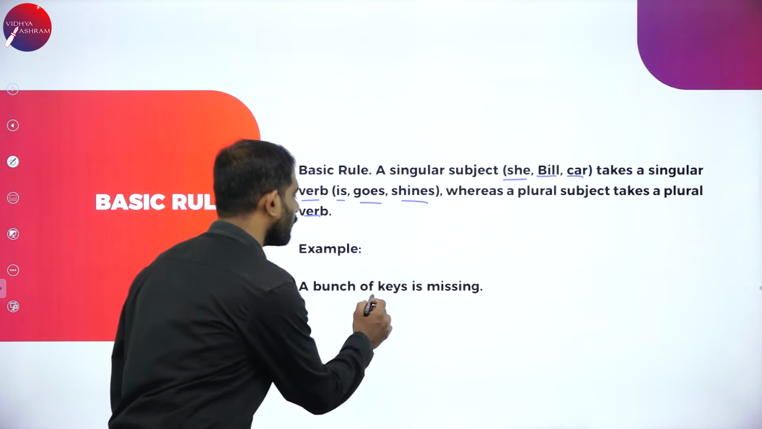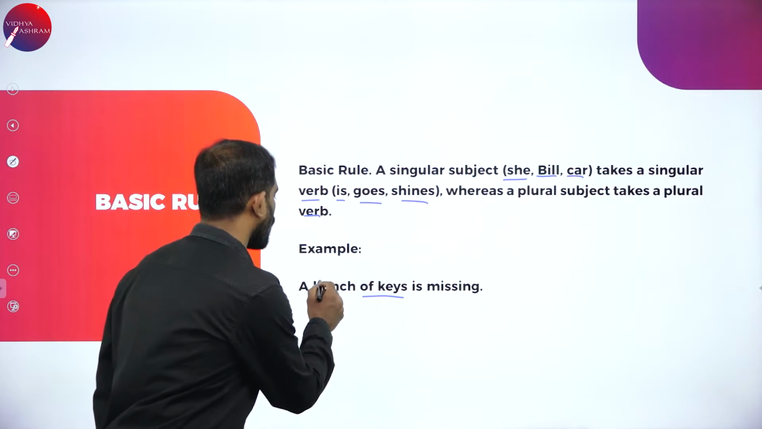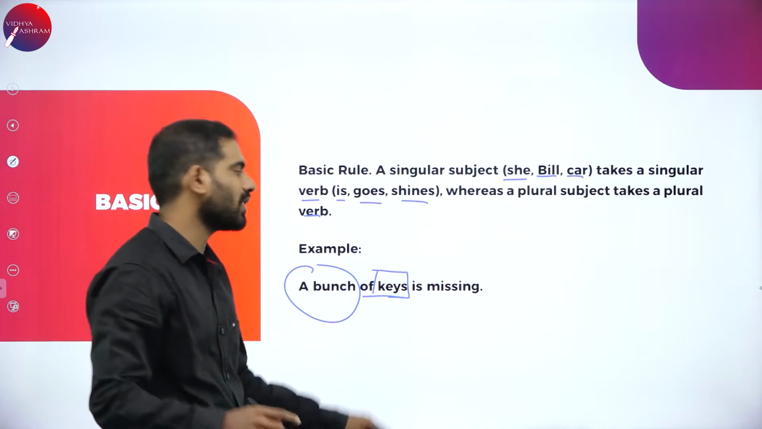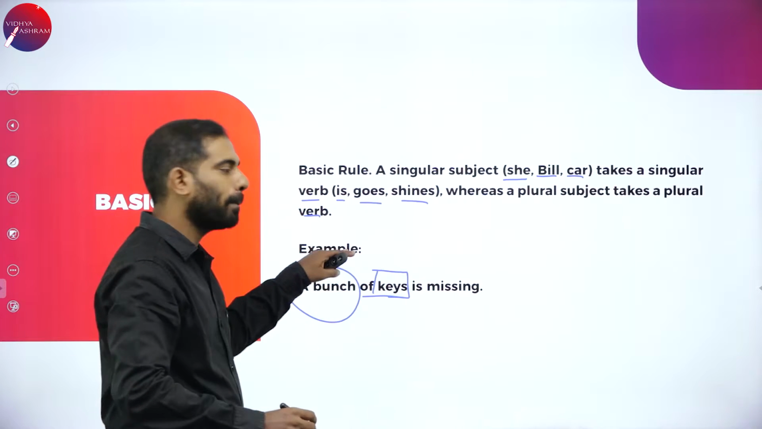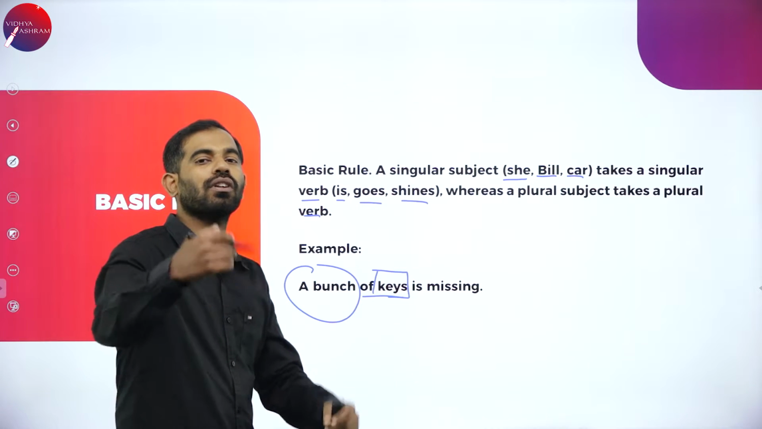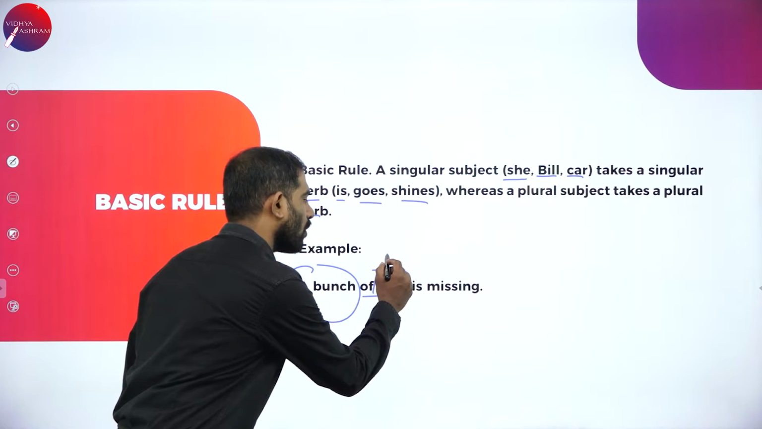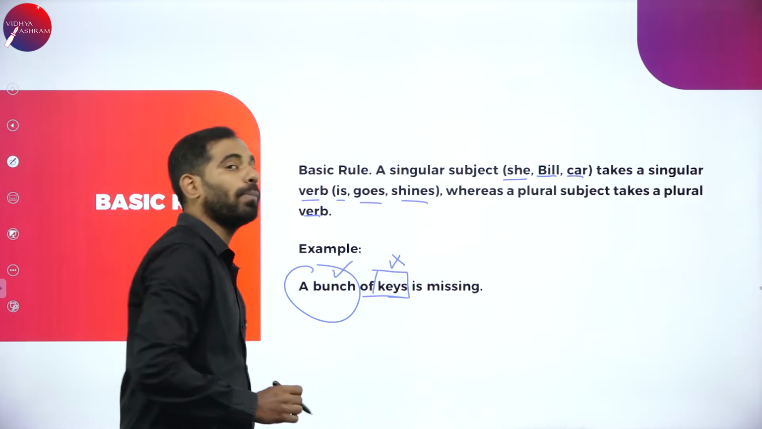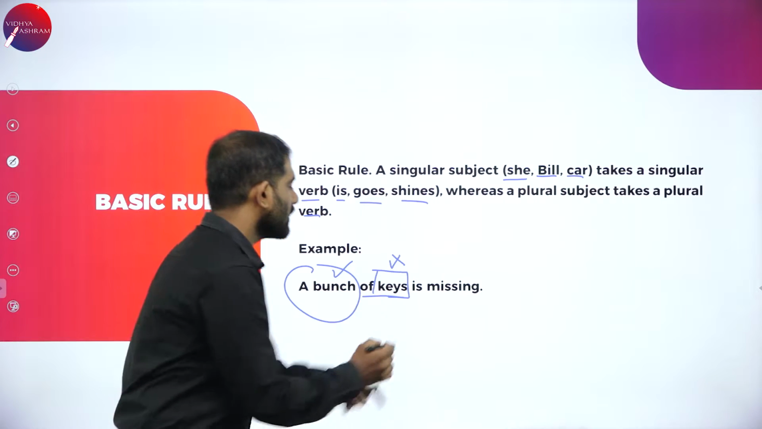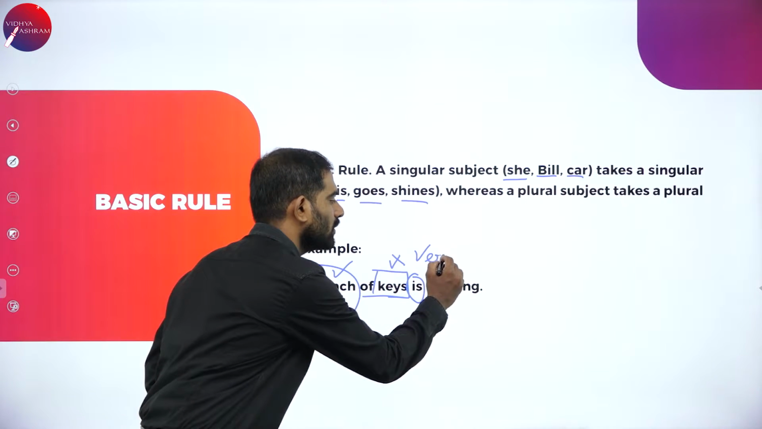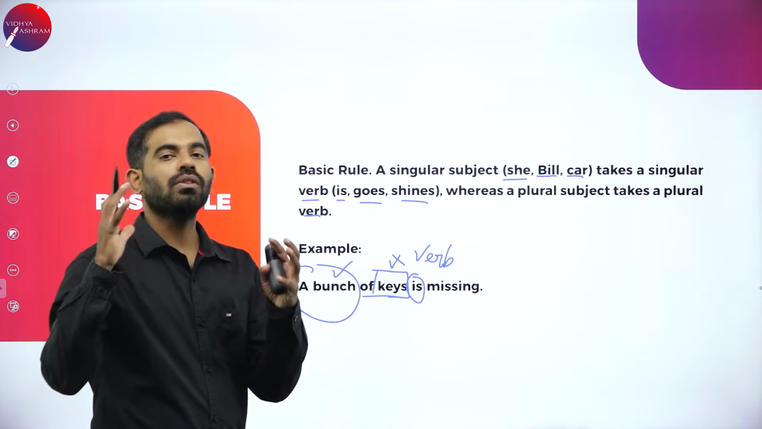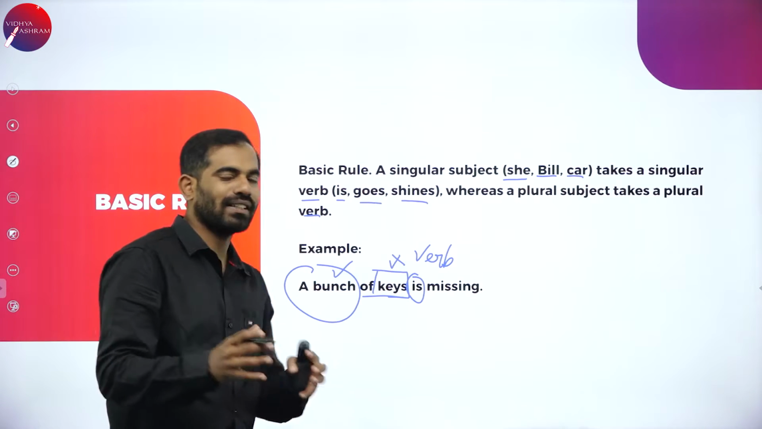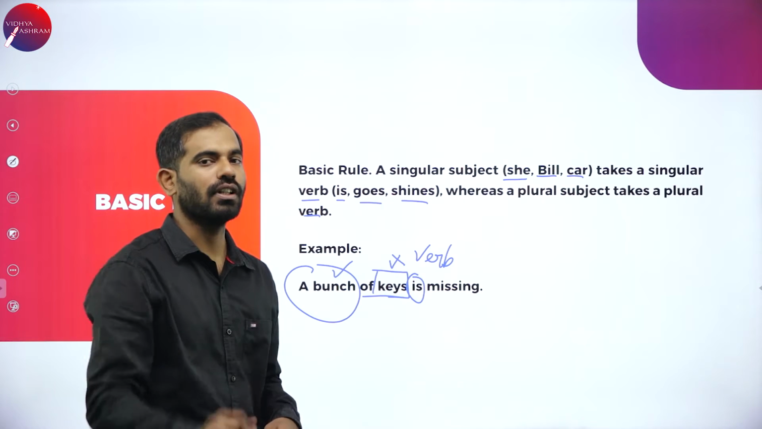For example, a bunch of keys is missing. We are not talking about keys here. We are talking about a bunch. In my previous session, I had already discussed this example, but I'm going to reuse it and give you more clarification. As I told you, we are not talking about the keys here, we are talking about a bunch. A bunch is missing. Is is the verb. This is the basic rule. So in order to use the right form of the verb, you should be able to identify the subject, whether it is singular or plural. So that is the basic rule.